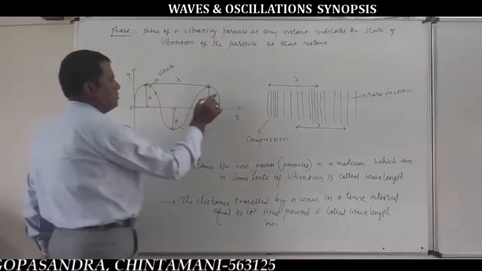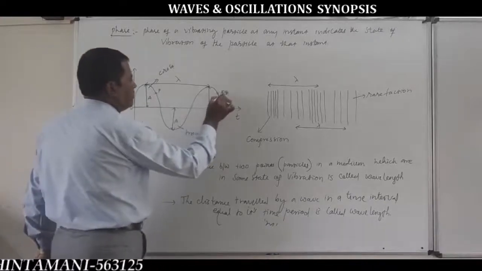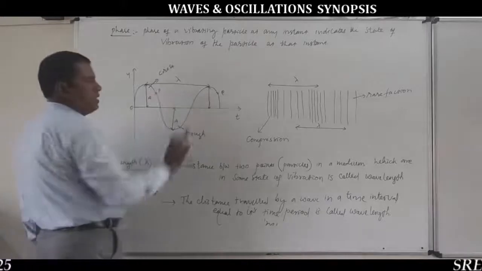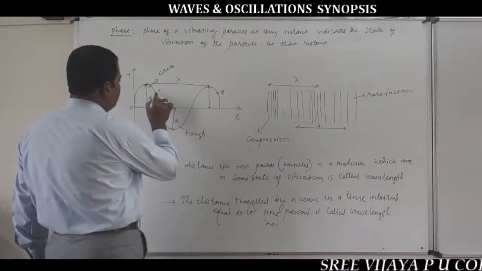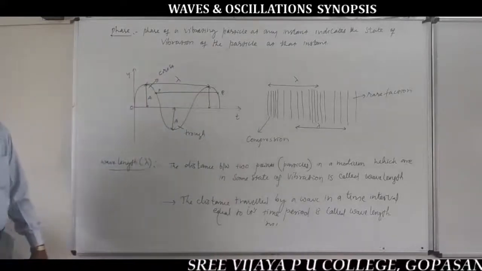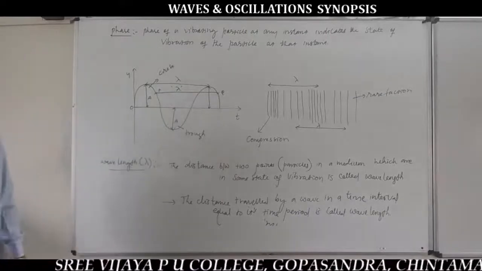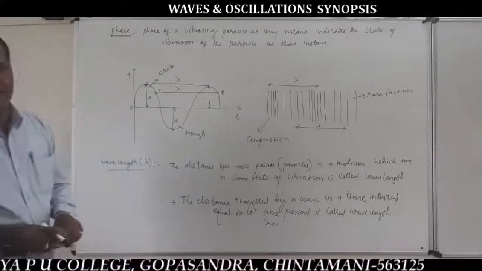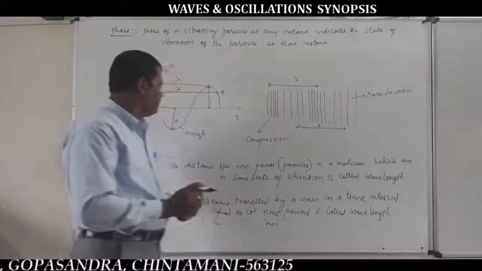Now in this diagram, let us consider P and Q. These two particles are in the same phase or same state of vibration. The distance between these two points which are in the same phase or same state of vibration can also be called wavelength lambda. And the phase of a vibrating particle at any instant indicates the state of vibration of the particle at that instant.